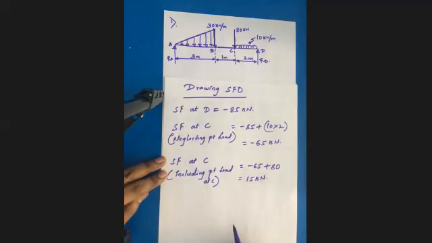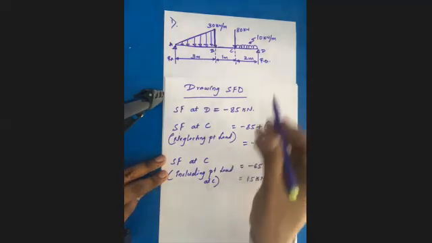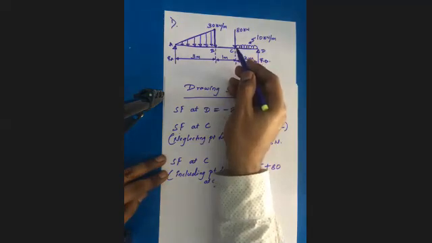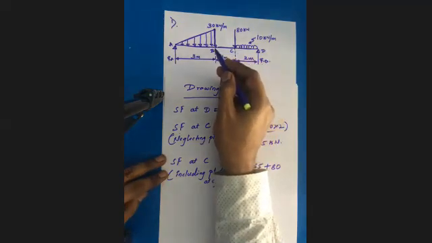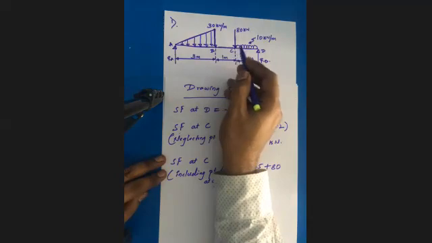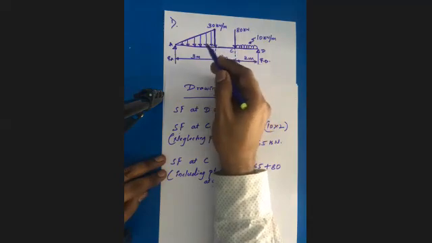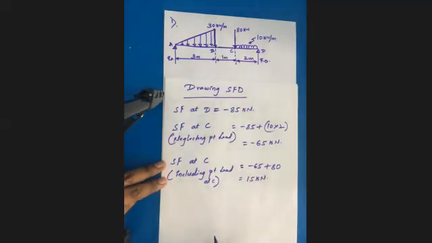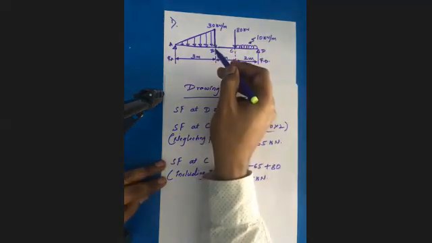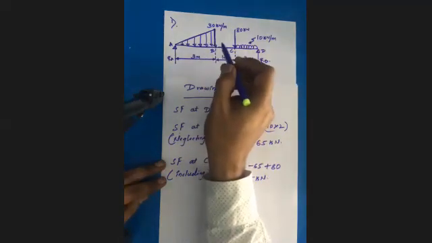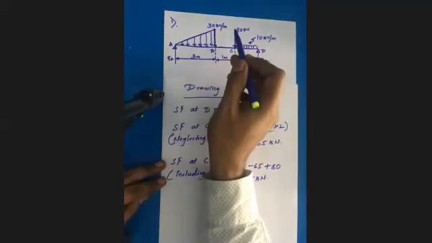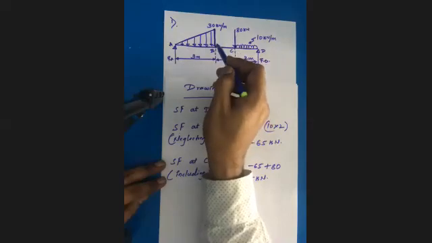Okay. Next, after this, this will remain same from point C to point B. And since we have from B to A UVL, this will vary cubically from B to A.